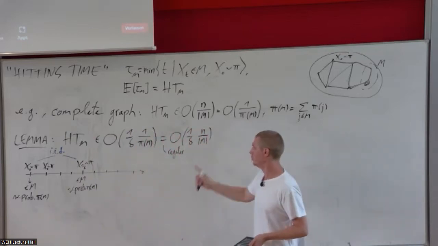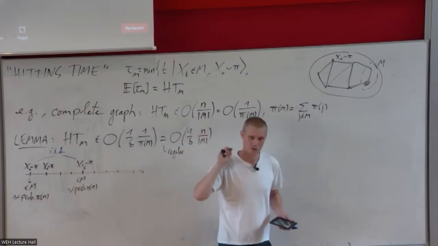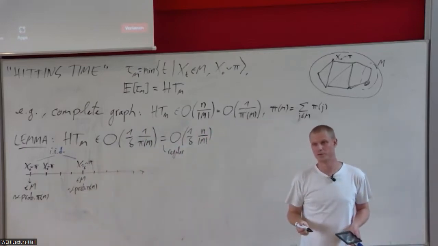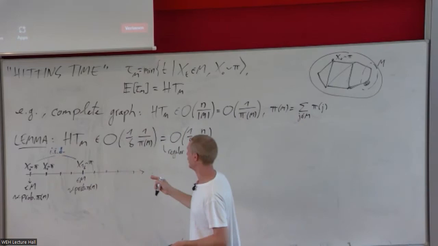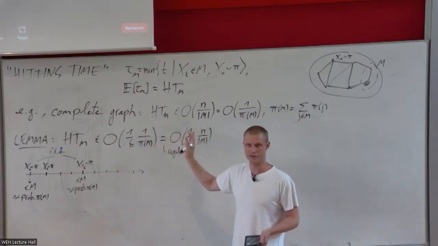And now if you pull this argument through, you can say that every 1 over delta random walk steps, you get an independent sample from pi. And then how many samples do you need? You exactly need 1 over pi of M independent samples, right?